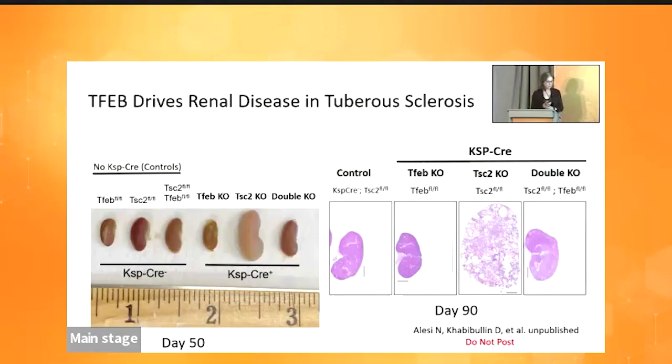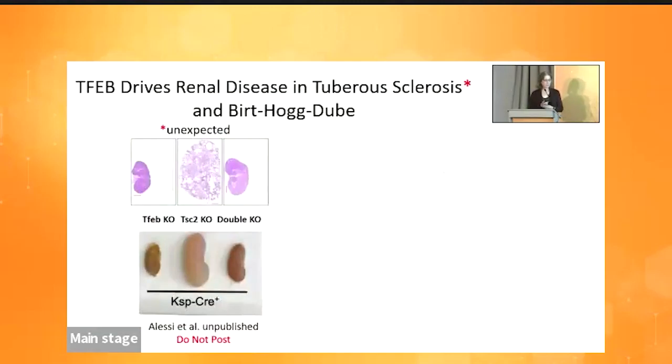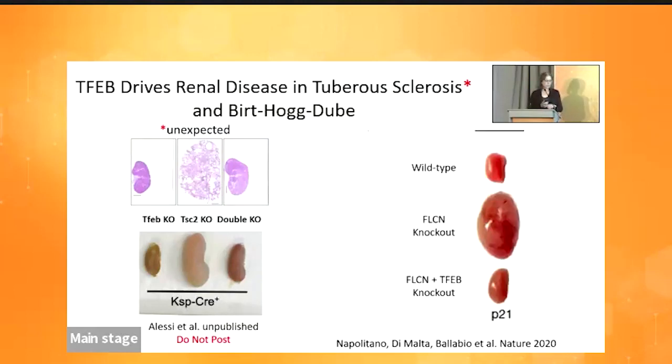So, and this shows you just histologically what we're looking at. This is day 90. The tumors are markedly cystic if you knock out TSC2, and knocking out TFEB just fixes it completely. So it looks like TFEB drives renal disease in mouse models of tuberous sclerosis. We see the same in another model. It's quite unexpected, I would say, because we would have not even guessed that TFEB would be in the nucleus in this setting. And the same thing happens in Birt-Hogg-Dubé syndrome.